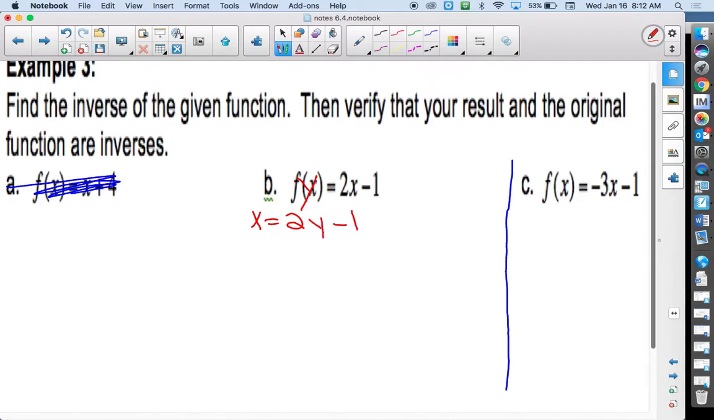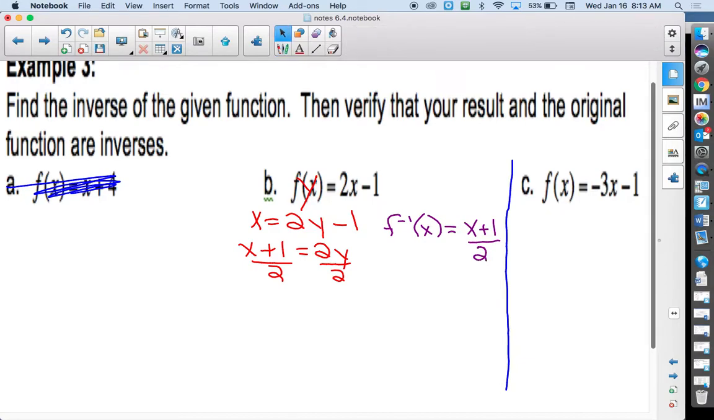So the first step, we need to find the inverse. We don't know what it is. After you've found the inverse, use that inverse notation. So we have x plus 1 over 2. It looks like the inverse is pretty much the opposite. We were multiplying by 2, now we're dividing by 2. We had a minus 1, now we have a plus 1. So this is the inverse of the given function. So we did the first part there.